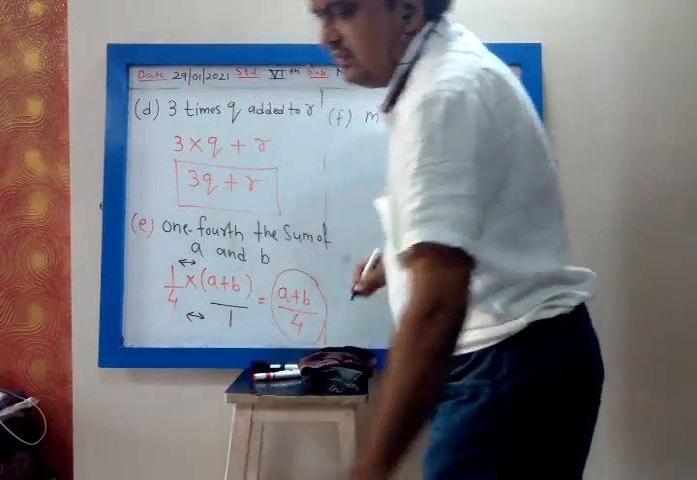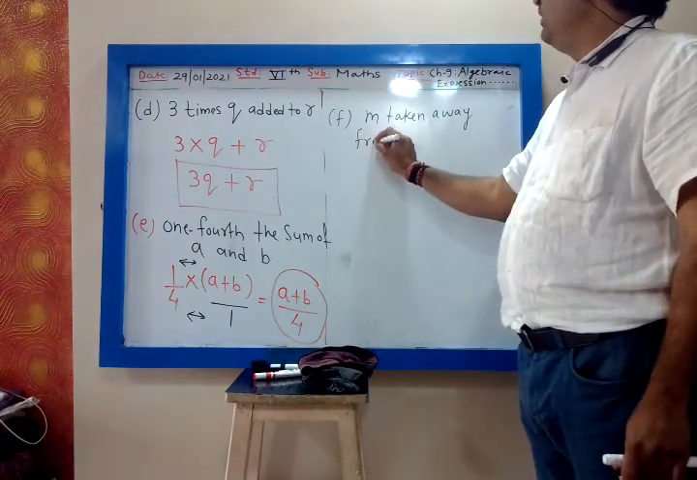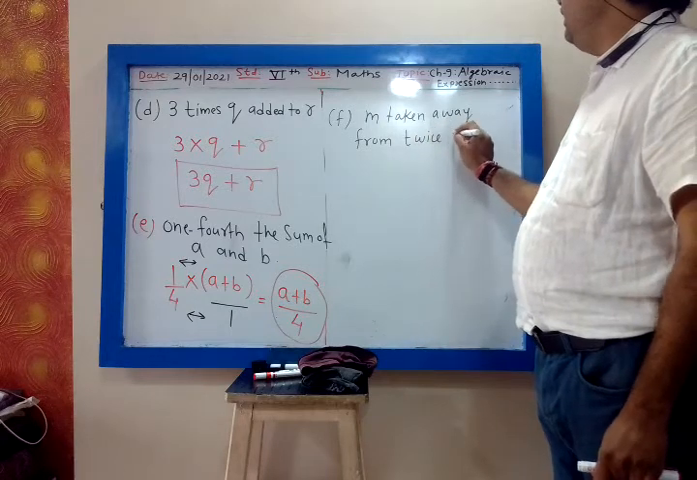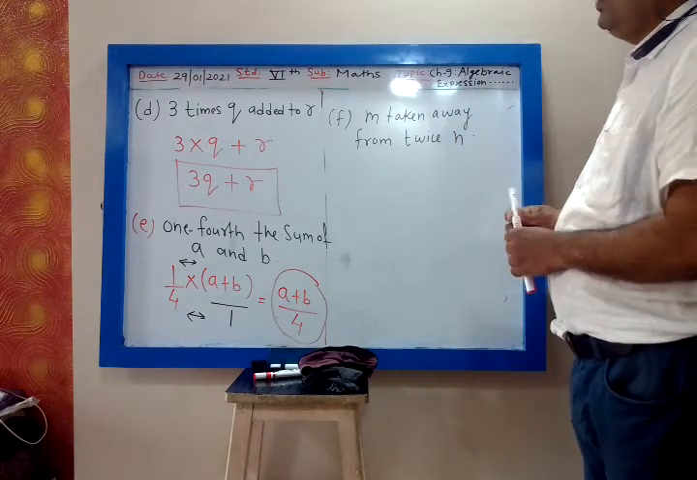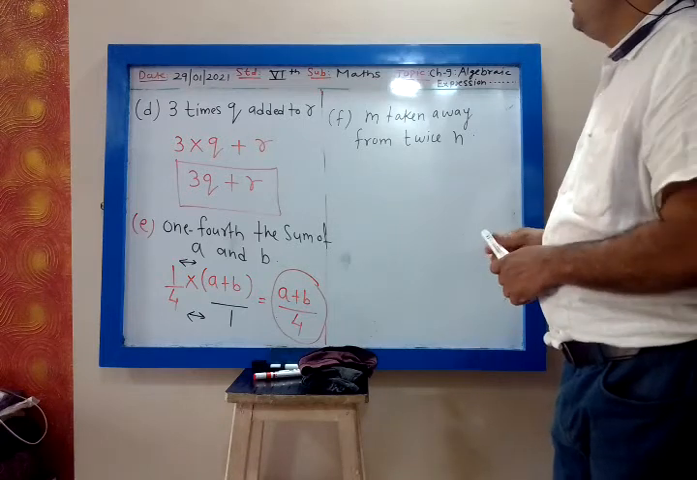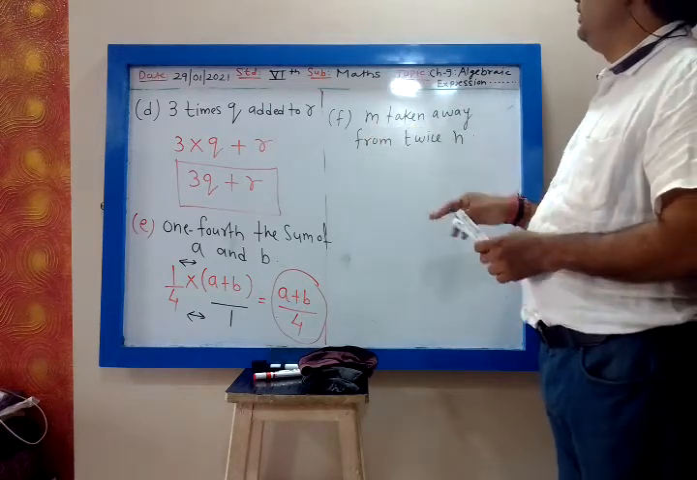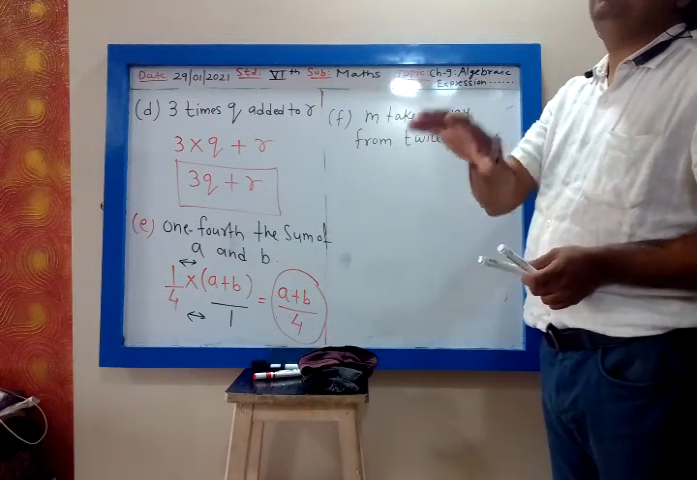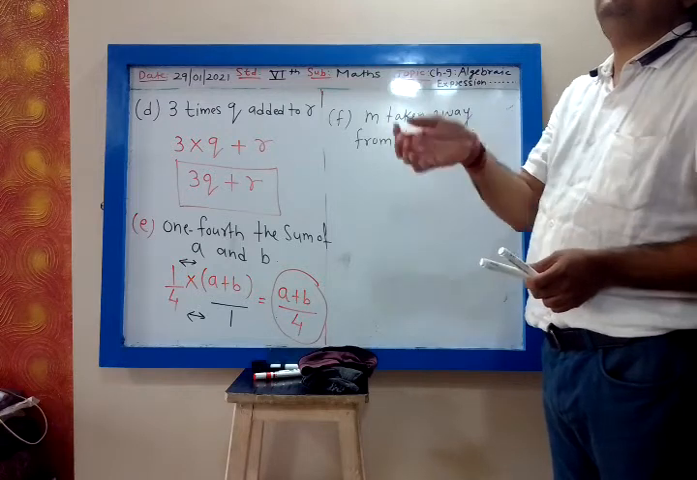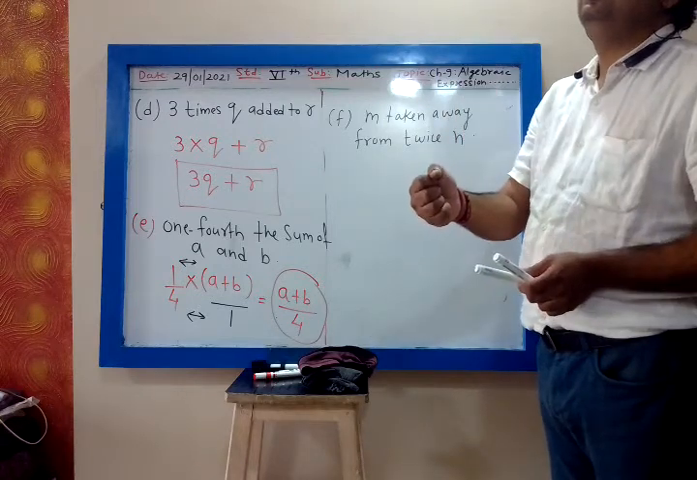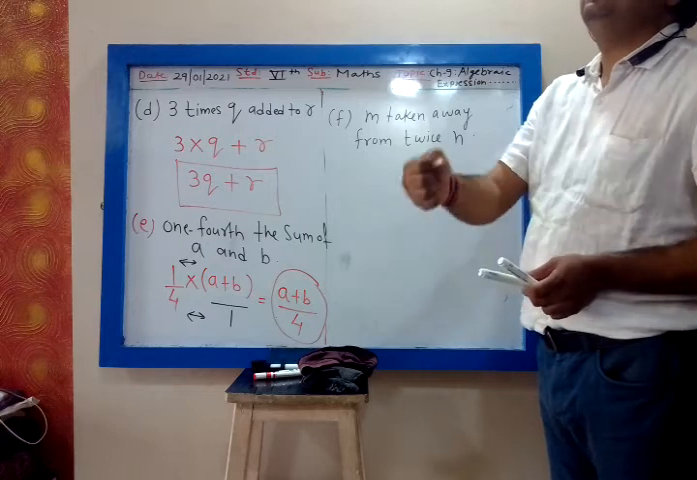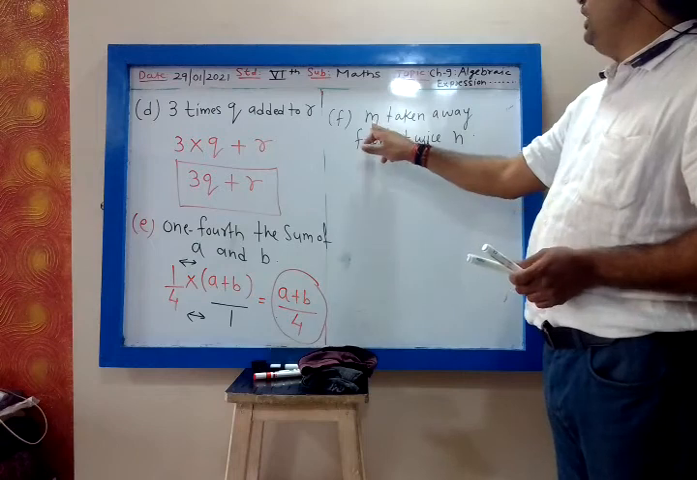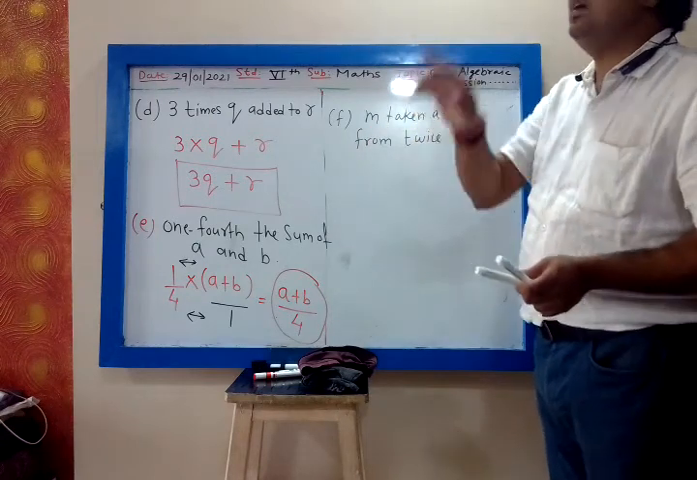M taken away from twice N. So there are two variables, M and N. Taken away means subtracted, or you can say taken away means removed. Removed means minus. Taken away means minus. Subtracted means minus. So M is subtracted from which number?